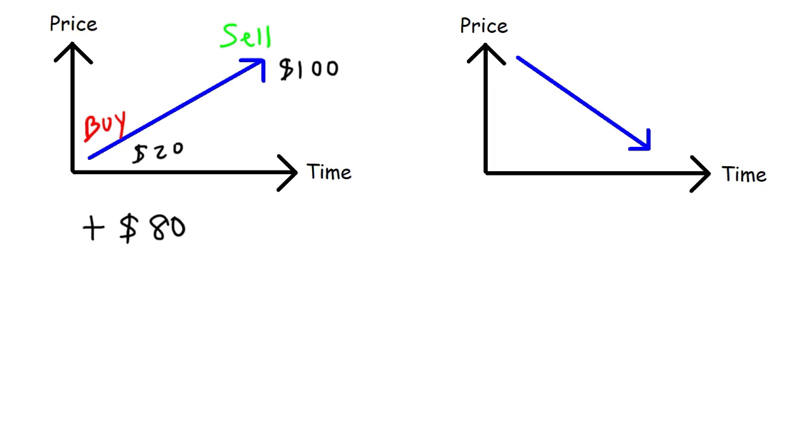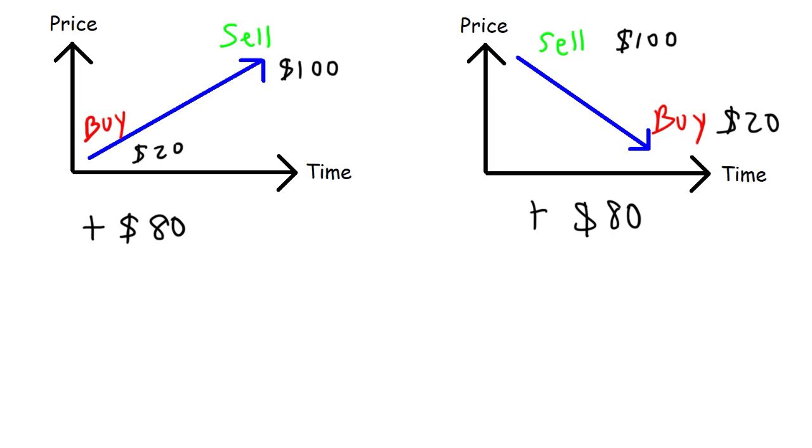Well, when the market goes down, the order is in reverse. You sell first and then you buy later. So a stock trader will sell a stock at 100 and then buy it back at a lower price, let's say at 20. So the profit will still be the same. This person will get a gain of $80. And this is known as shorting the stock. So that's how a trader can profit when the market goes down.